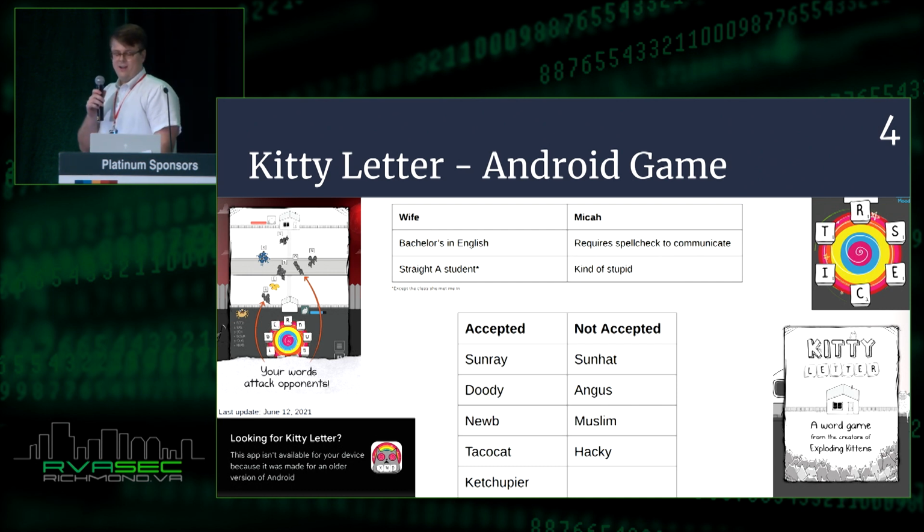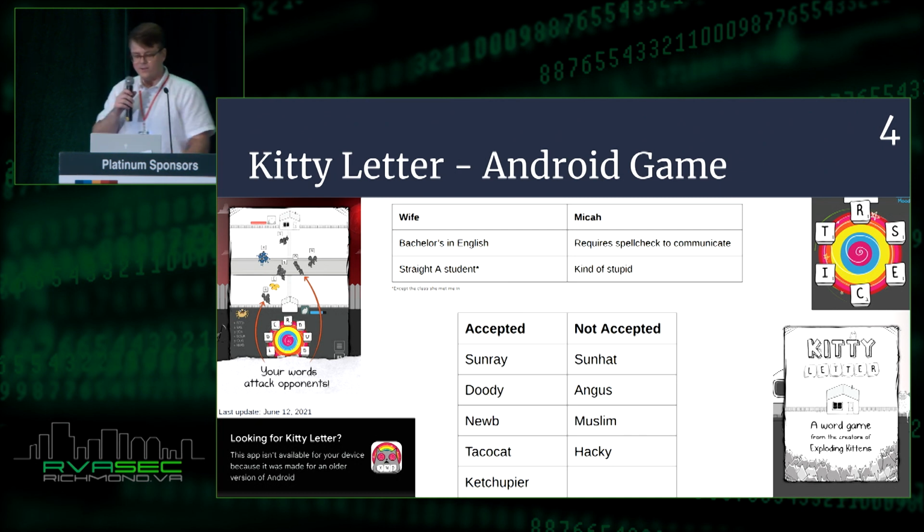The reason I bring up this word list is because there are some inherent characteristics about myself that are going to make me at a disadvantage when playing my wife in this game. So I made this helpful table here at the top. My wife has a bachelor's in English, and I require spell check to communicate. And my wife is a straight A student, but I'm also kind of stupid. So we have those, and I want to cheat in this game so I can win.